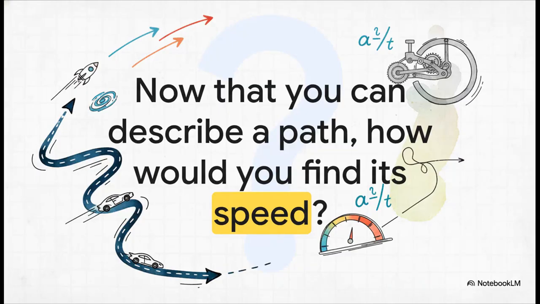And that leads us to one last thought. We now have a way to describe the position of an object at any time t. But what about its velocity? What about its acceleration? How would you find its speed at any given instant? That is a question for the next quest. And it just so happens to involve the derivative.